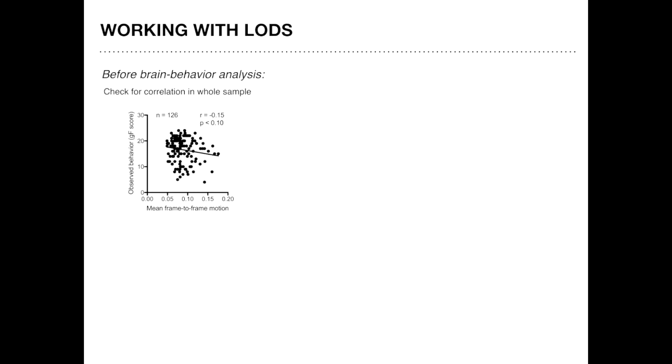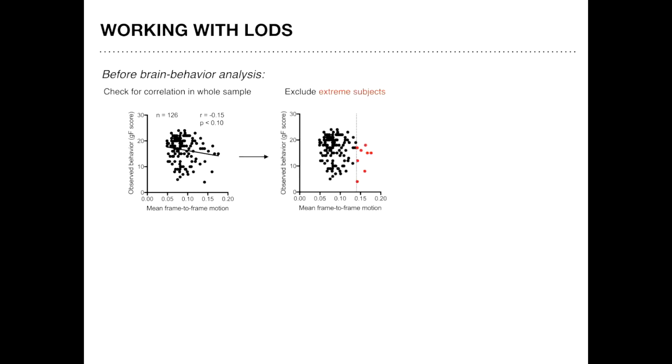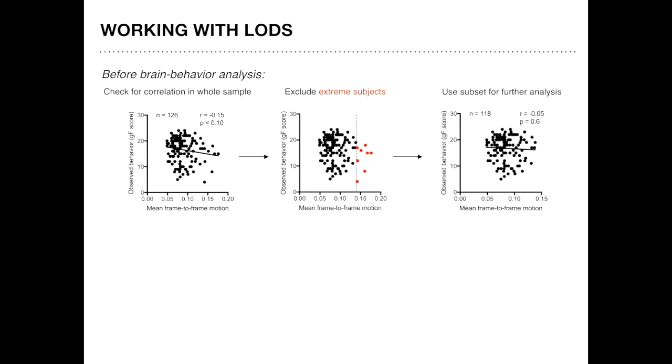So before your analysis, you can check for this correlation. You can't control for it if you don't check for it. What we ended up doing was we were able to exclude just some extreme subjects that were driving this correlation. Once we excluded just these 8 particularly high motion subjects, we were pretty satisfied that we had removed this systematic correlation.